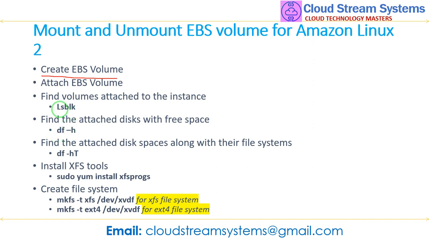So to find block devices for the existing instances, you will be using lsblk, and to check the free space availability of existing block devices, you will use df -h. Meanwhile, to find the file system of the EBS volumes, you will be using df -hT. With the help of these three commands, you will find metrics about the existing EBS volumes.